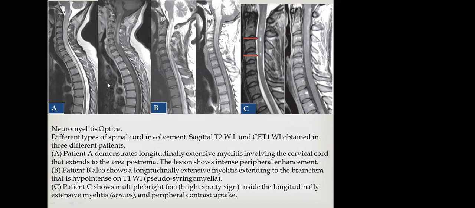This is again the cervical type. In the first patient, there is a longitudinally extensive myelitis involving the cervical cord, which extends to the area postrema. The lesion shows intense peripheral enhancement. This is long cervical involvement which, after contrast, shows peripheral enhancement. While in the second patient, the myelitis extends to the brainstem with hypointensity representing pseudo thinning. If you see the hypointensity in the middle of the cord, it represents thinning of the lesion, with another type of bright spot appearance, and those are classical for differentiation from multiple sclerosis.